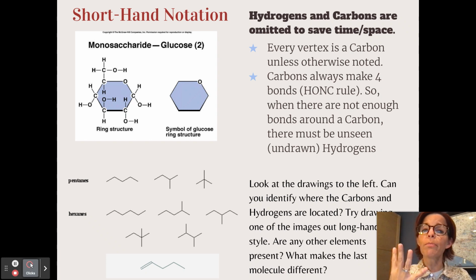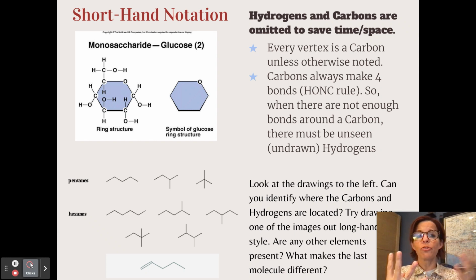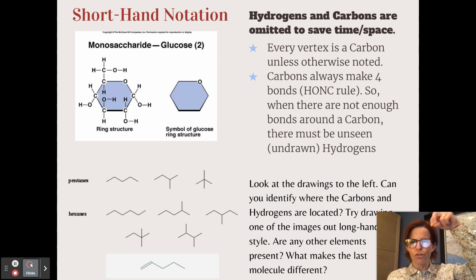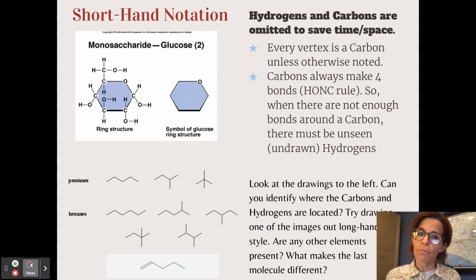Well, carbon makes 4 bonds. So where are those other 2 bonds? They're missing. In the shorthand notation, those 2 other bonds are hydrogens, one that would be shown above and one that would be shown below the vertex. They're invisible. I'm not showing them to you because that's shorthand. So we don't show the carbons and we don't show the hydrogens.